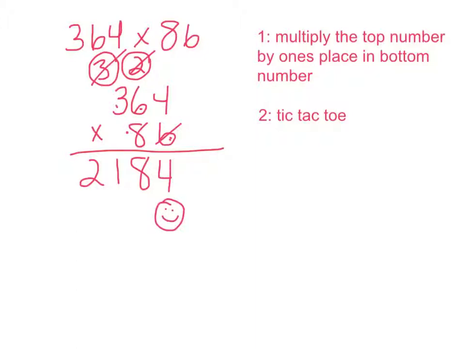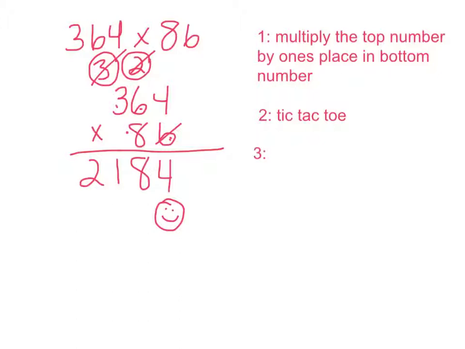That's going to remind us to put our smiley face 0 in the ones place, because on our next step we're now going to be multiplying by the tens place. So we're not going to have anything in the ones place anymore. So our 0 is going to help hold our place there so that we don't line up our numbers wrong. Okay. Once we've done tic-tac-toe, then we've got step number 3.